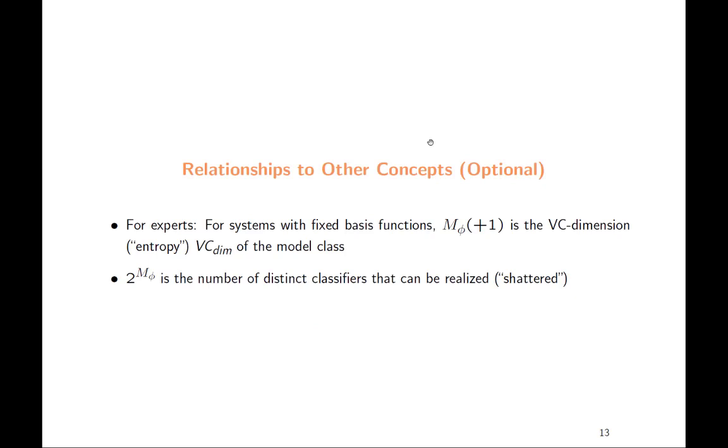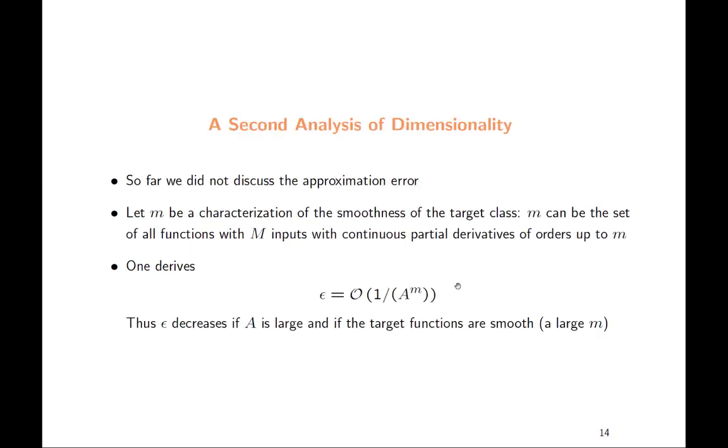There are also relationships to other concepts for the advanced experts. The number of basis functions plus 1 is also called the VC dimension for this model class. It's also related to the entropy concept. The notation is VC dimension of the model class. And 2 to the power of m phi is the number of distinct classifiers that can be realized or shattered. So it's sometimes called the shattering dimension.